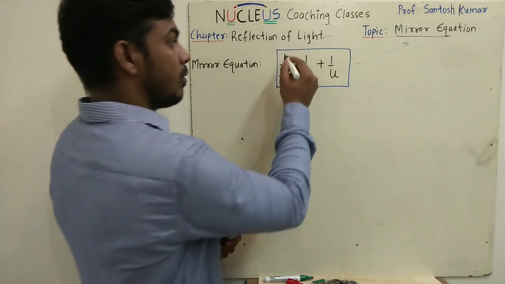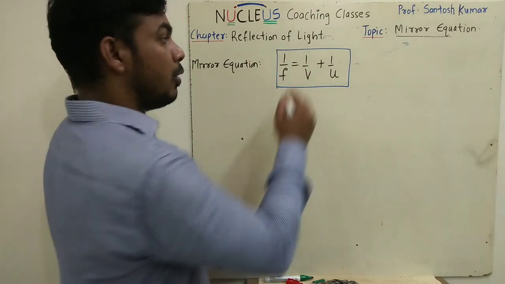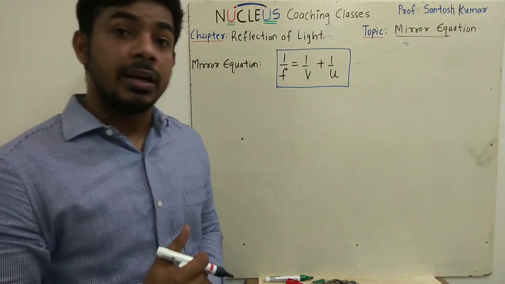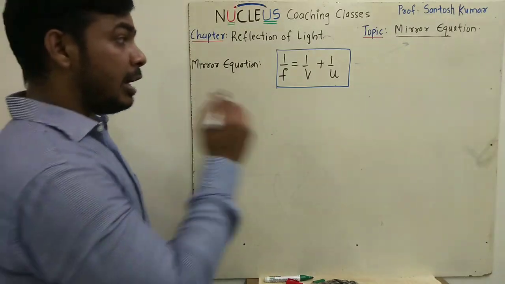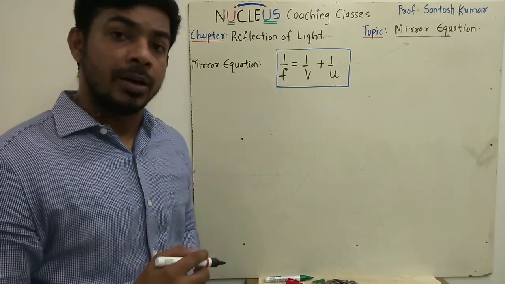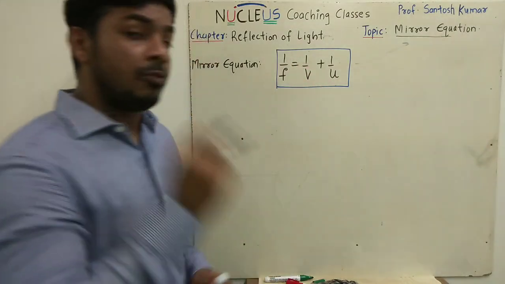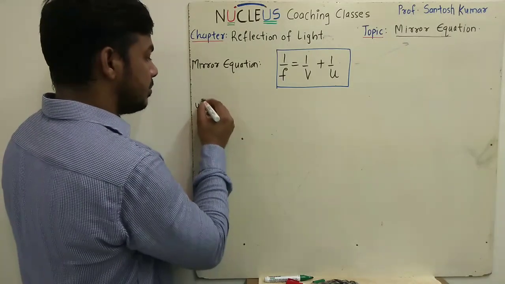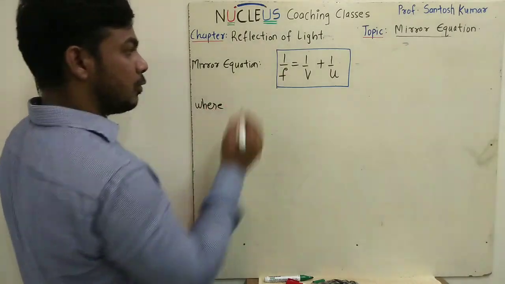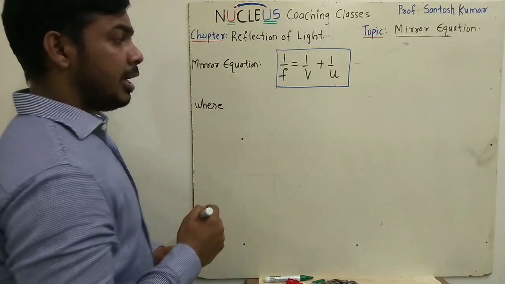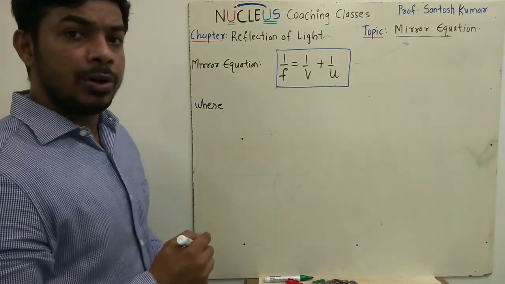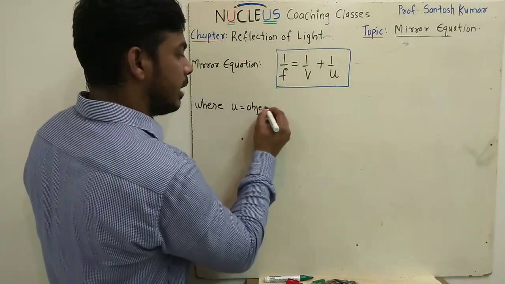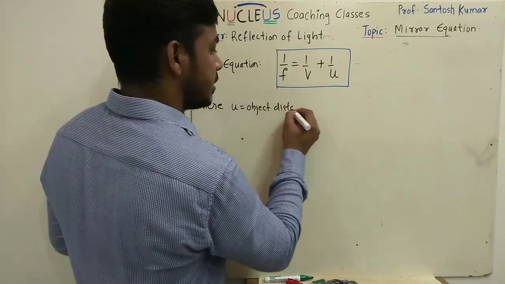So the equation 1 by f is equal to 1 by v plus 1 by u is called as mirror equation. And whenever we are using this equation in numericals, for each term we have to use sign convention. So let us study each and every term. So in this equation 1 upon f equal to 1 upon v plus 1 upon u, where u is called as, come on tell me, object distance.